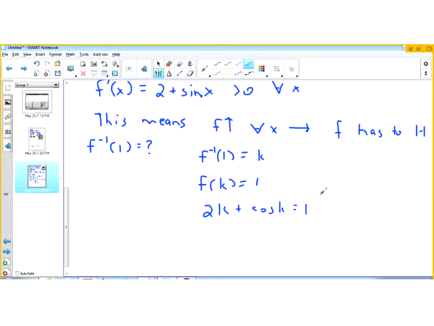Well, by inspection, what if k is equal to 0? If k is equal to 0, then we would have 0 plus cosine of 0 is equal to 1, and that holds. So just by inspection alone, k is equal to 0, and therefore f inverse of 1 must equal 0. Okay, so that was kind of a trick question there.